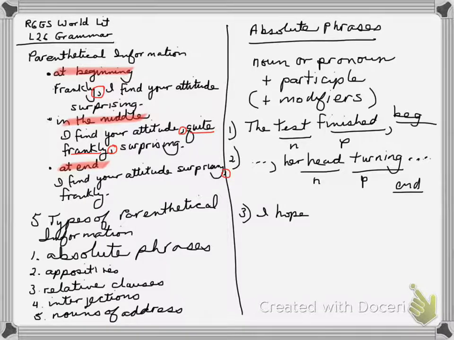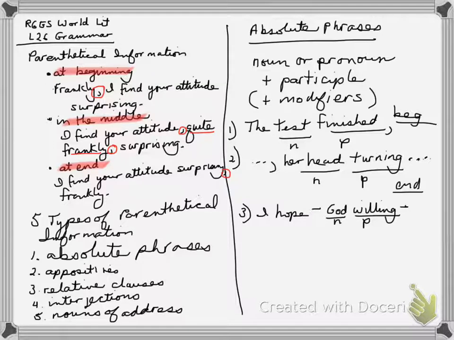Okay, my main sentence. God willing, either set apart by dashes or by commas, is an absolute phrase. It is a parenthetical element, just like we described parenthetical information before, and it has what? A noun and a participle. Okay? So those are three good examples of that.